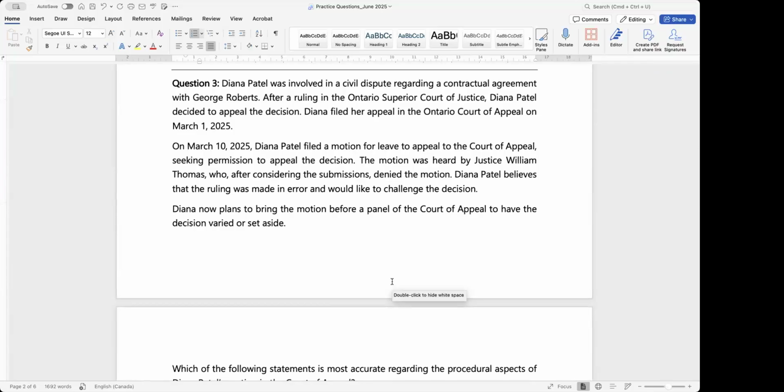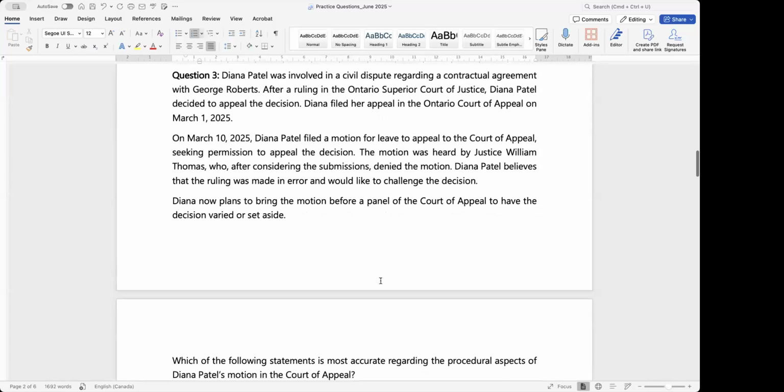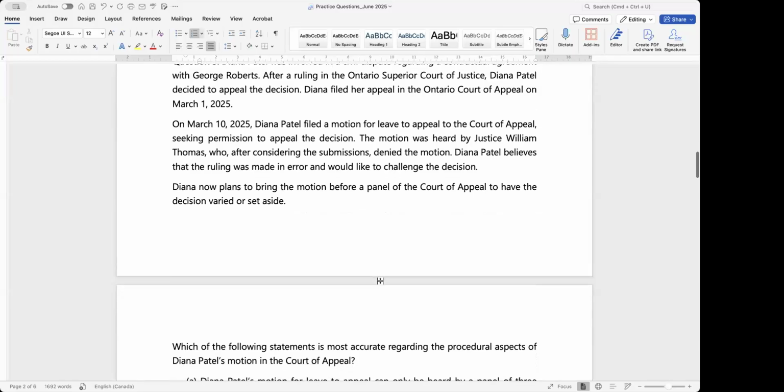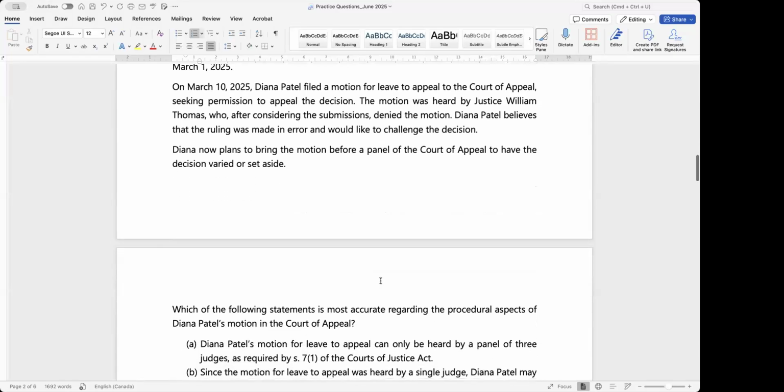Question 3. Okay. Diana Patel was involved in a civil dispute regarding her contractual agreement with George Roberts. After a ruling in the Ontario Superior Court of Justice, Diana Patel decided to appeal the decision. Diana filed her appeal in the Ontario Court of Appeal on March 1st, 2025. On March 10th, 2025, Diana Patel filed a motion for leave to appeal to the Court of Appeal, seeking permission to appeal the decision. The motion was heard by Justice William Thomas, who, after considering the submissions, denied the motion. Diana Patel believes that the ruling was made in error and would like to challenge the decision.